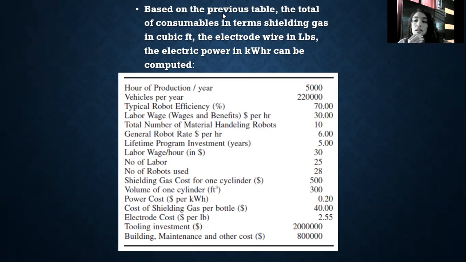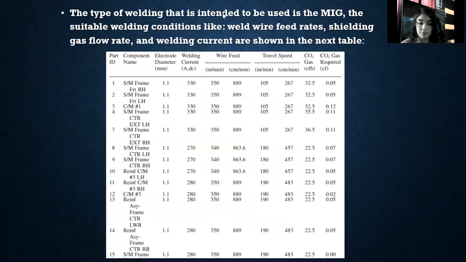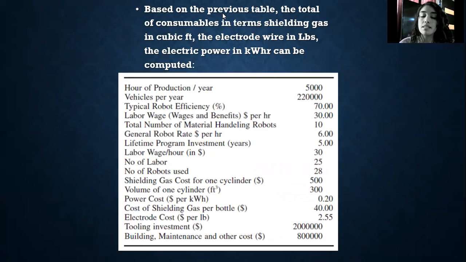So based on the previous table, the total of consumables, in terms of shielding gas in cubic feet, the electrode wire in pounds, and the electric power in kilowatts, can be computed. Also, it's needed to calculate the costs because these are very important in every process. So with this information, it was calculated the hourly production, the vehicles per year, the typical robot efficiency, and the labor wage. All this was calculated.